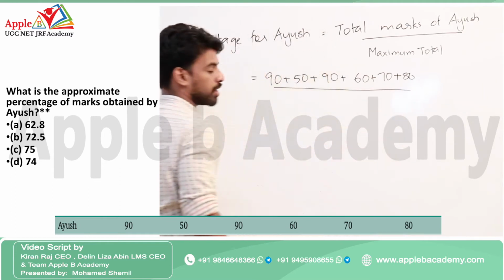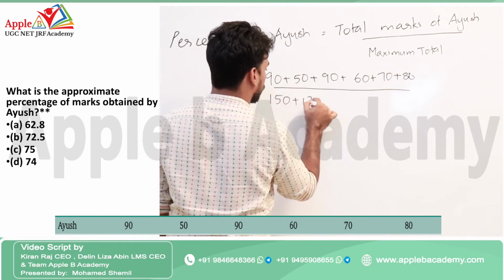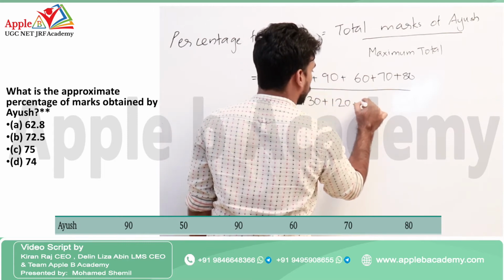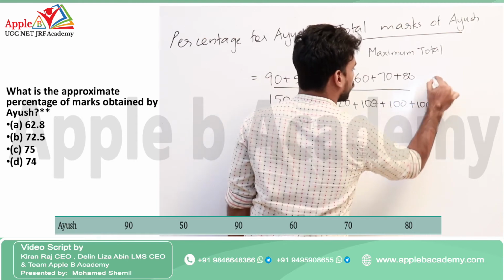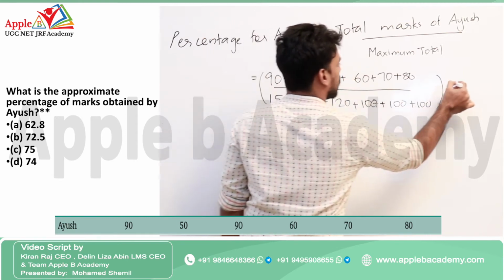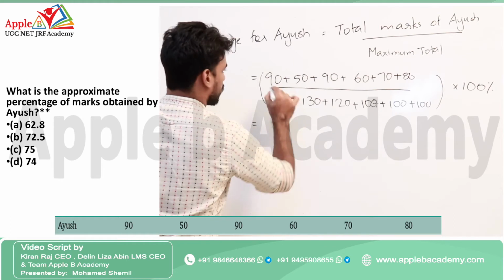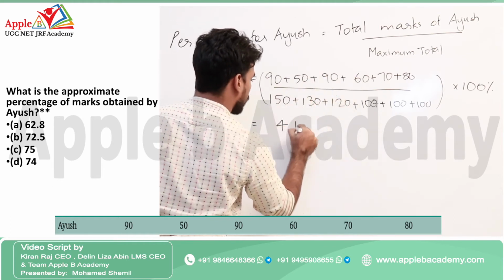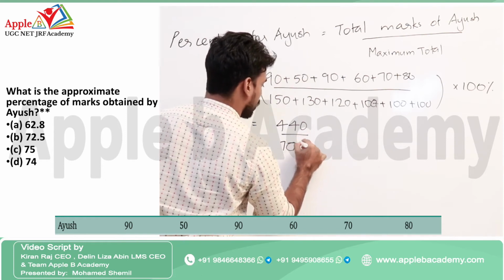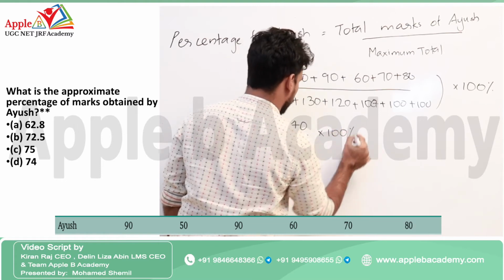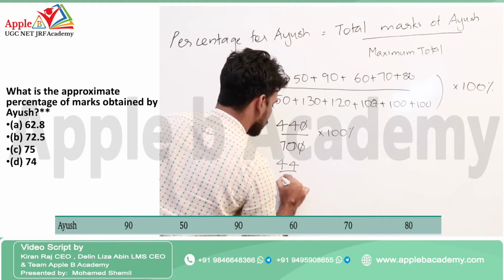Now in the denominator, what you look for is the total marks possible across all these subjects. This is 150 plus 130 plus 120 plus 100 plus 100 plus 100, and you have to find this in percentage terms, so you multiply all this by 100%. Now by summation, you will get the numerator to be 440 and the denominator to be 700, and this is the value that you are expected to calculate. You cut this 0 and 0. What you get over here is 44 divided by 70.